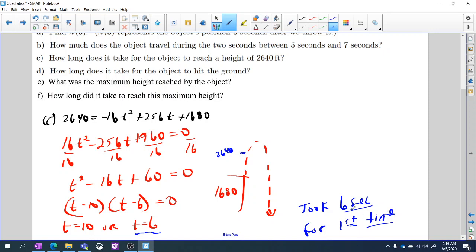So that's kind of an example of understanding how to solve. When you solve, how to interpret, why did I get two answers? Oh, okay, that all makes sense based on what's going on in the question. How long does it take for the object to hit the ground? Well, the ground, all we're going to do is change this number to 0. Okay, so it's going to be another quadratic equation.